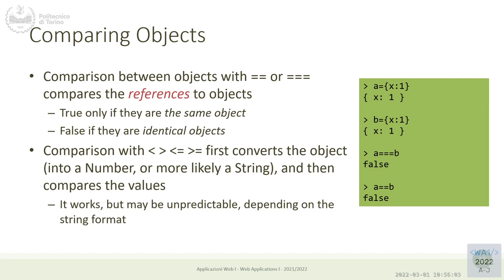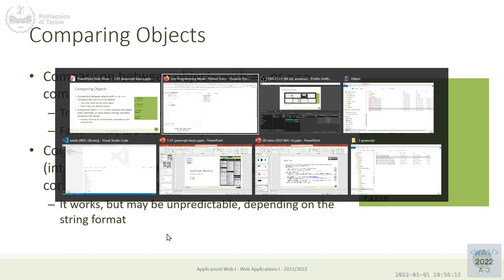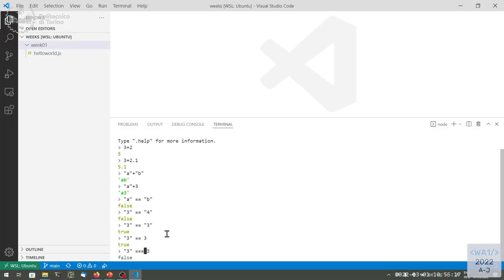In the case of primitive types, numbers and strings, the interpreter will collapse identical values into single objects. So, for example, like we said before, ABCD as a string will be equal to ABCD as a string.